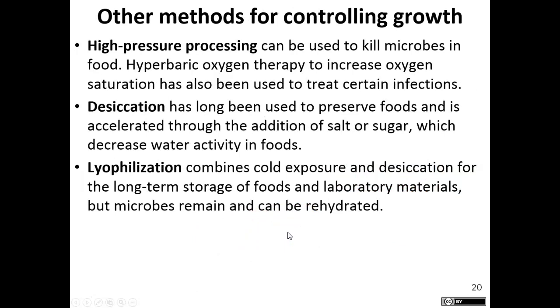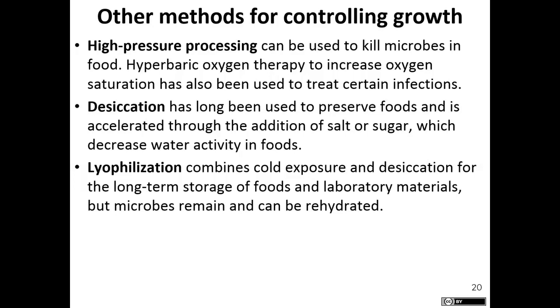We can use high pressure processing. In this case, we're using a pressure chamber to actually kill microbes. This is often done in factories when you're producing cans. We use high pressure processing to make cans of vegetables that aren't going to have any problems.